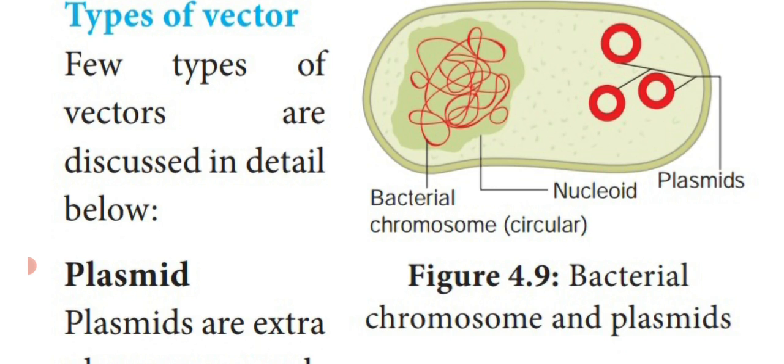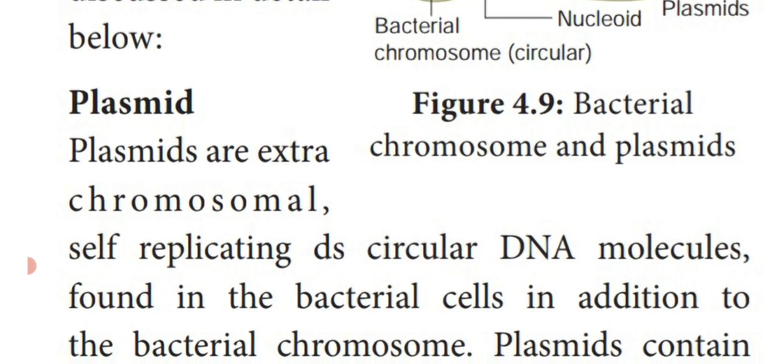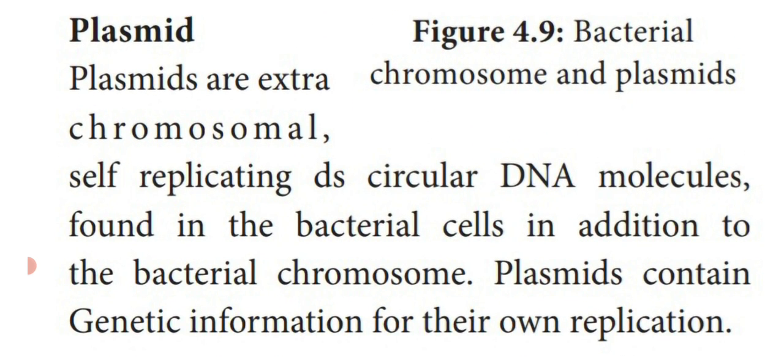So this vector is divided into different types. First, we are going to see the characteristic features of plasmid. It is a very, very important 3-mark question: write short notes on plasmid. Plasmids are extrachromosomal, self-replicating, double-stranded. I told you, isn't it?